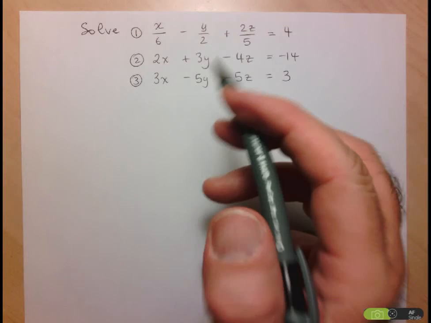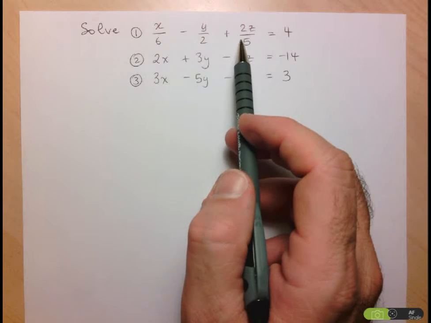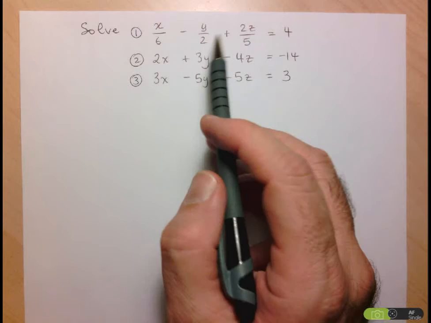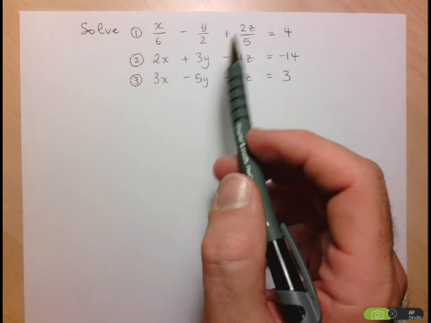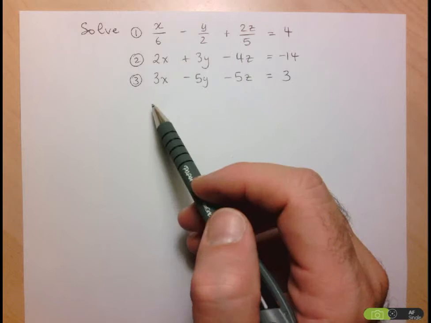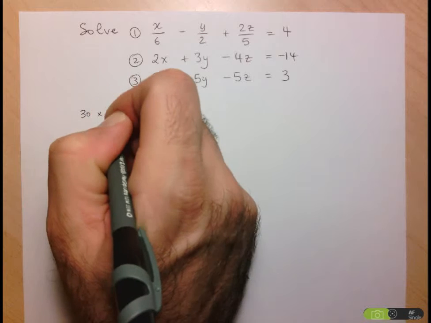So first thing I notice here is that first equation, all these fractions, I'm not liking it. So the first thing I want to do is I just want to get rid of all these fractions. And the way to do that is to multiply both sides by the lowest common denominator. Now in this case here, it looks like the lowest common denominator is 30. So we'll have to multiply equation 1 by 30.